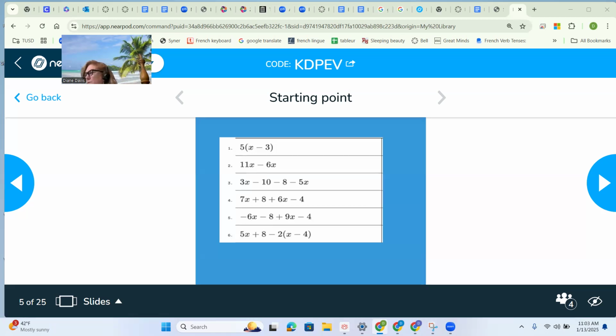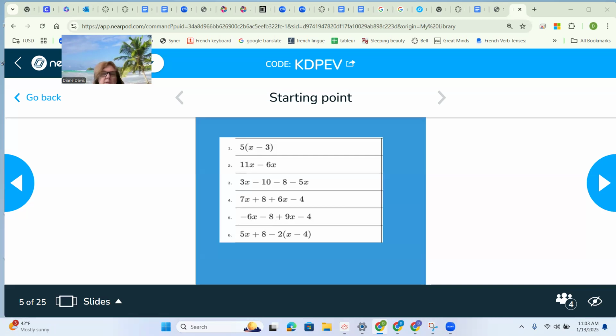What do you do? What do you do for the numbers that don't? You've got a negative 10 and a negative 8. What does that give you? Perfect, exactly.